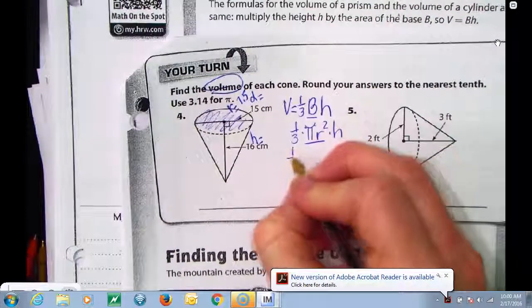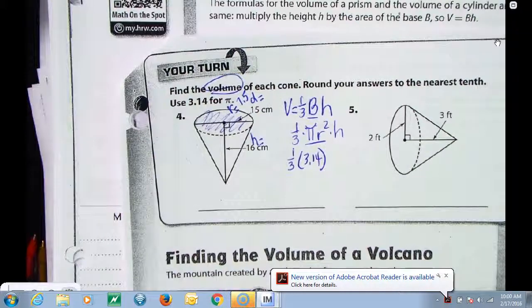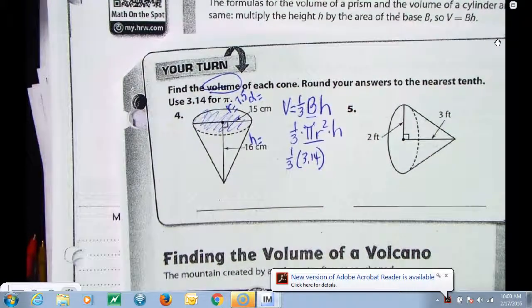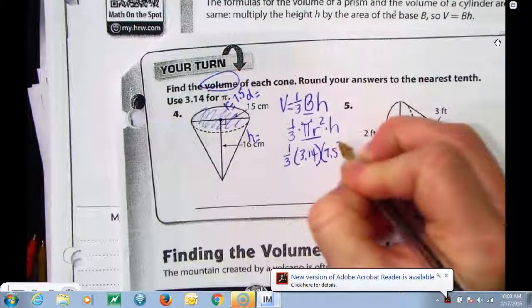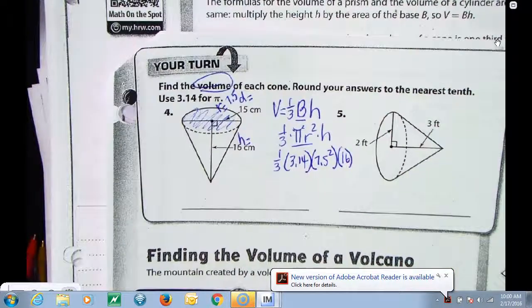So we're going to go 1/3 times 3.14. And why do I use parentheses? Because it's a decimal. There's a decimal there. And sometimes y'all use dots, multiplication dot, and decimal, y'all get confused. Radius is 7.5 squared, and the height is 16. Now, go see what you got. Go get your answer.